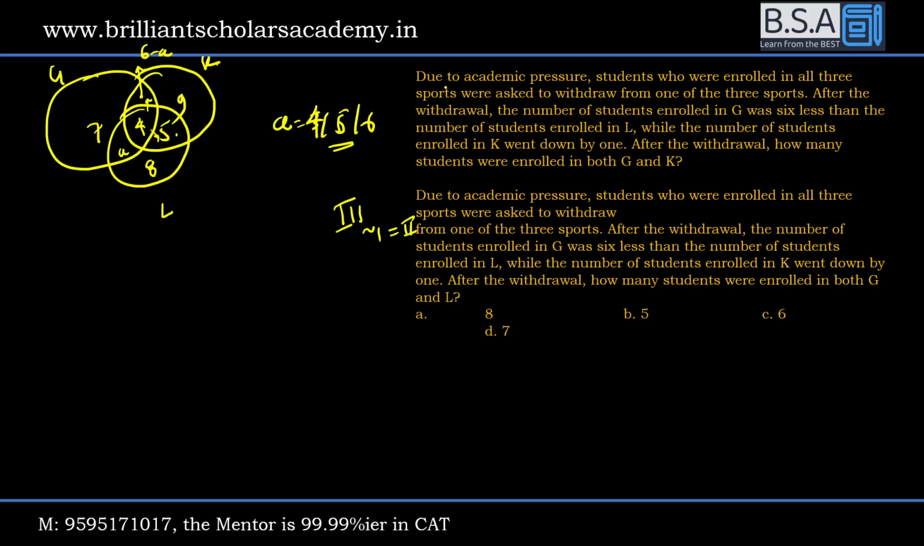Read that part again. Due to academic pressure, the students who were enrolled in all three sports were asked to withdraw from one of the three sports. After the withdrawal, the number of students enrolled in G was less than the number of students enrolled in L.